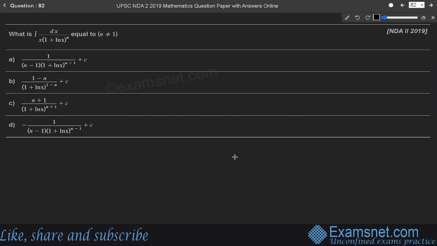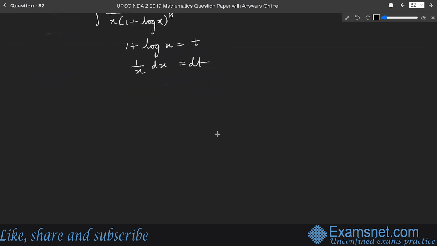The next question is, what is the integral of dx upon x into 1 plus log x power n equal to? And it is also given that here n is not equal to 1. So putting 1 plus log x equal to t, 1 upon x dx is equal to dt. Therefore, integral of dt upon t power n. So it will be equal to the integral of t power minus n dt, which is equal to t power minus n plus 1 upon minus n plus 1 plus c.